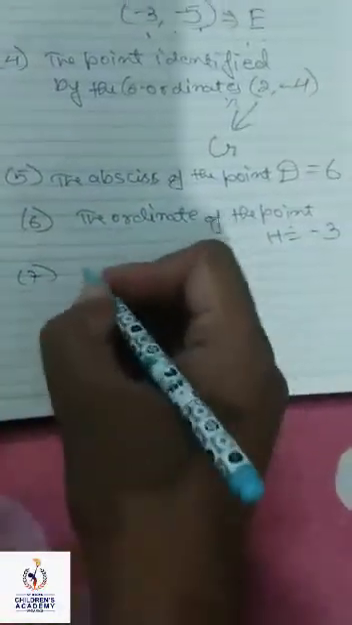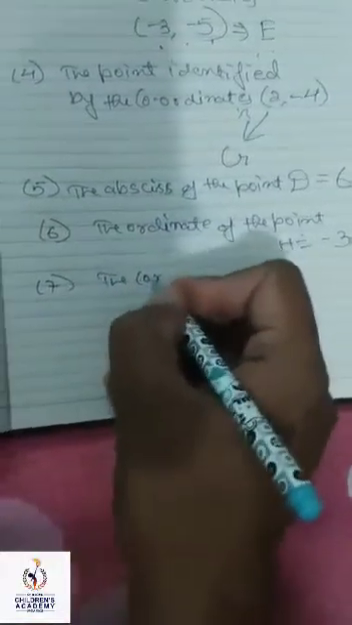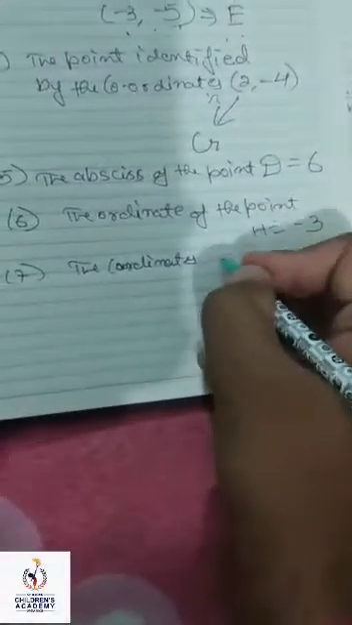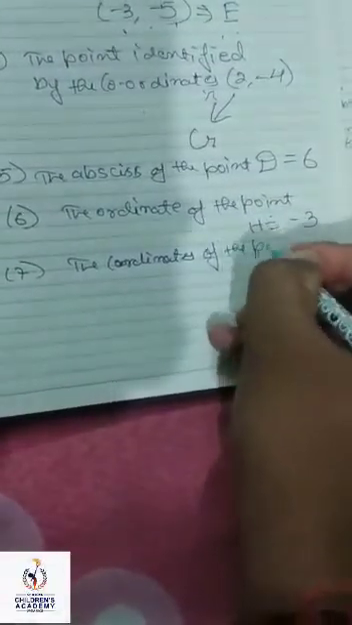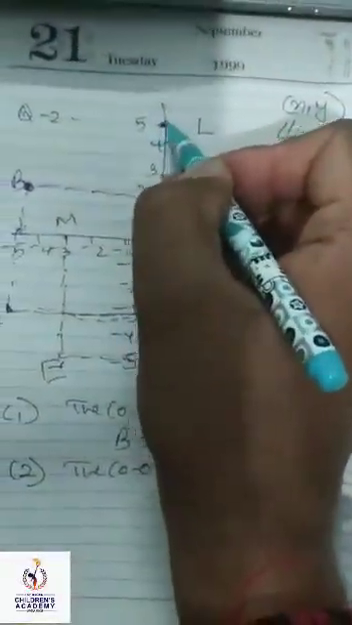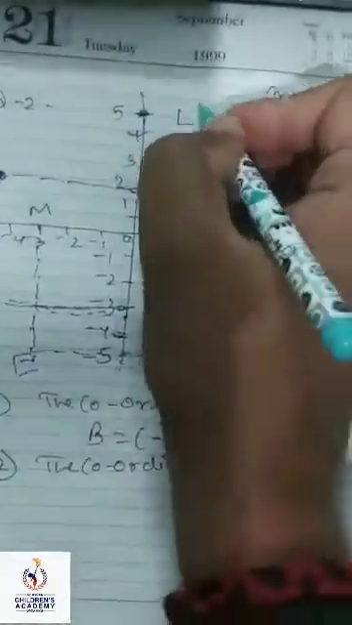Seventh part of the question is the coordinates of the point L. Let's see where is L. On 5th it shows L. So on x-axis L is 0 and on y-axis L is 5. So the coordinates of L will be 0, 5.